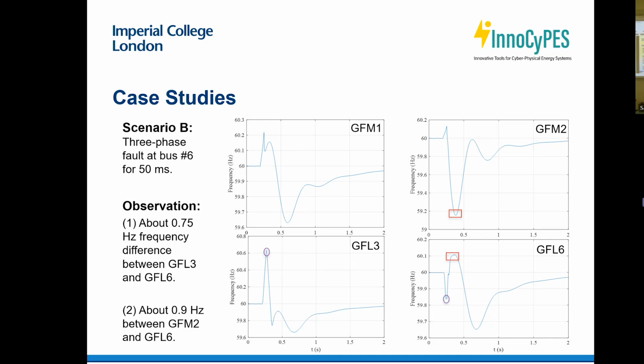And also, another thing which happens is a 0.9 hertz frequency difference between grid forming 2 and grid following 6 a few moments after the fault. And this is also not desired.